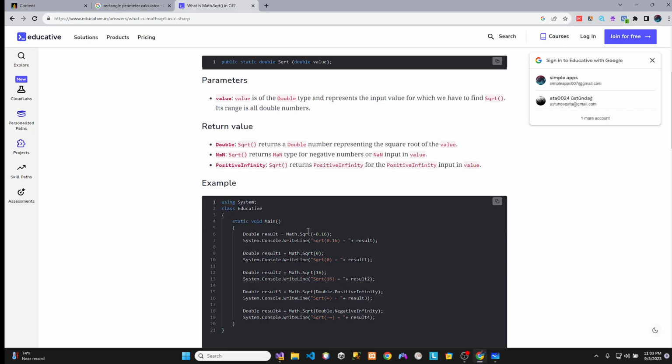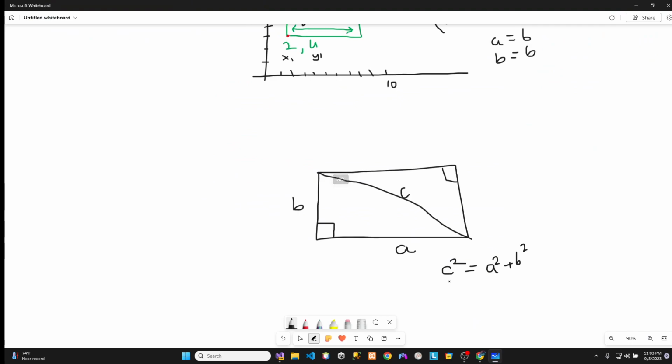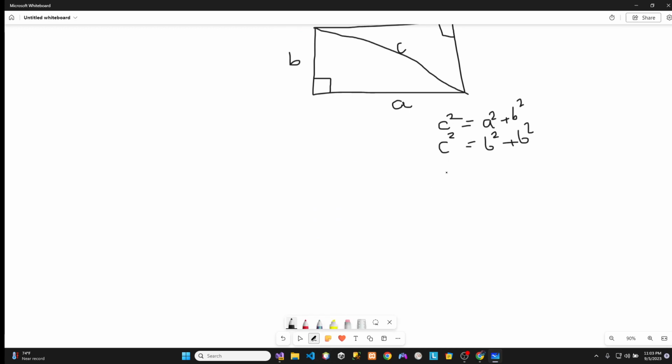It is just the same as Java. So let's go ahead and calculate it. C squared equals 6 squared plus 6 squared. C squared equals 36 plus 36. C squared equals 72.